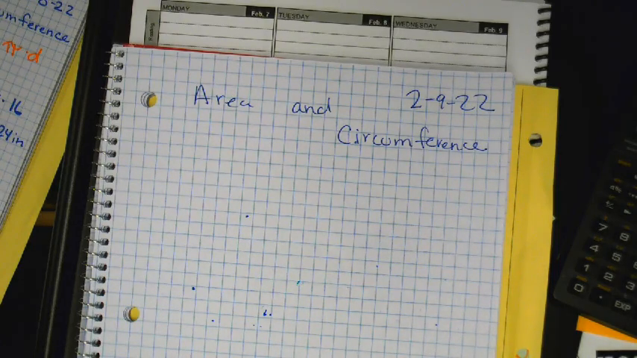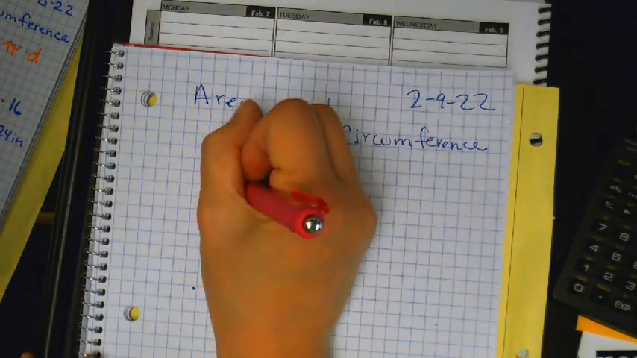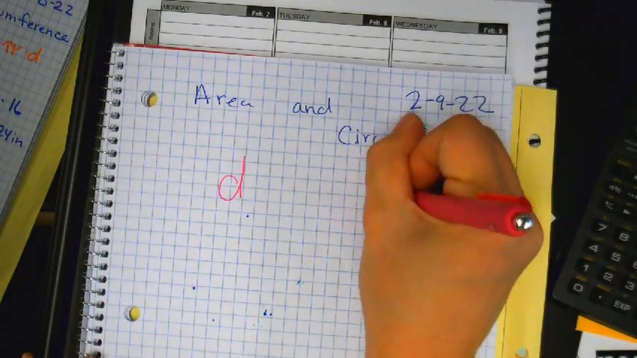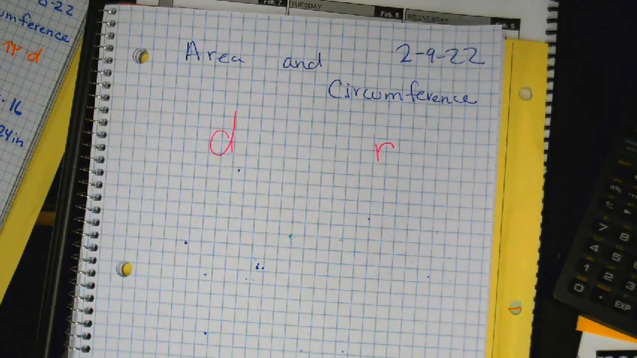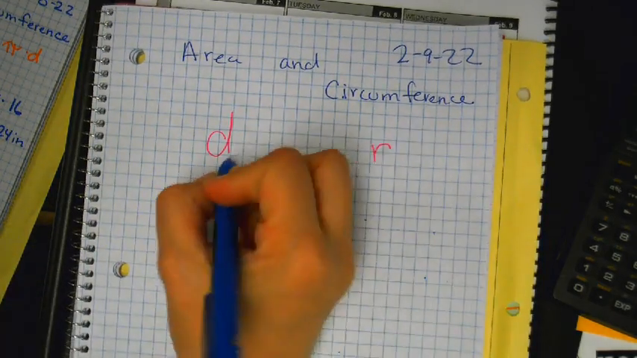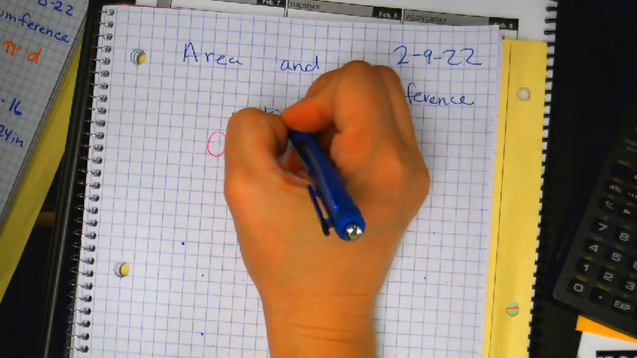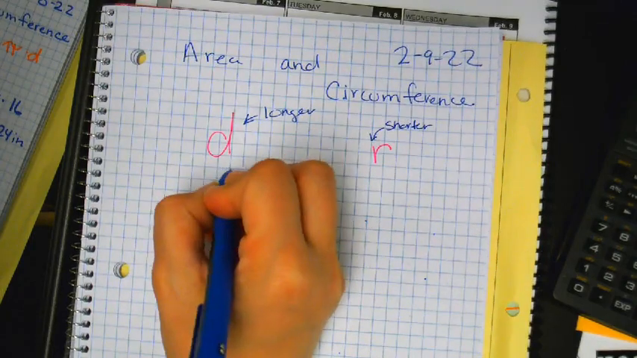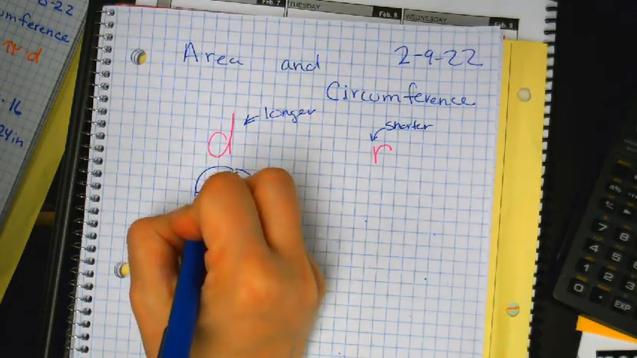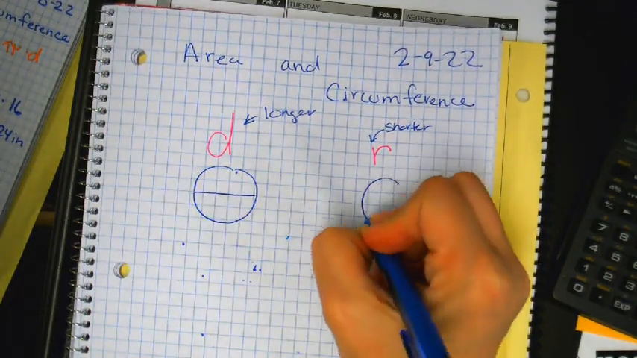So, if I write lowercase d and lowercase r, which one of these has the longer line, the D or the R? The D. So do you guys see when it's lowercase, the D has the longer line? So that's how I want you to remember, if you're having a hard time. The diameter, this is longer, right? This is shorter. So when I'm looking at it, long, short.